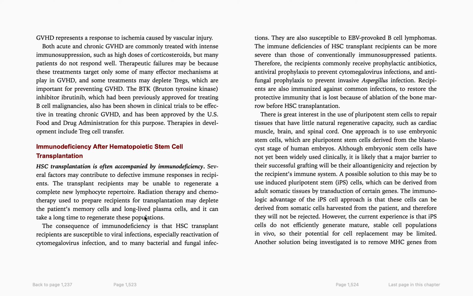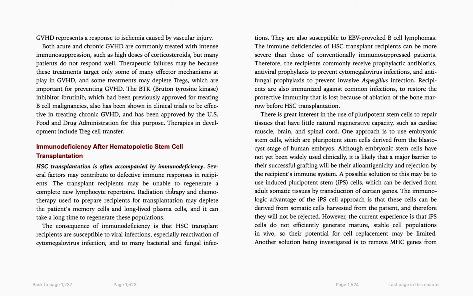Immunodeficiency after hematopoietic stem cell transplantation. Hematopoietic stem cell transplantation is often accompanied by immunodeficiency. Several factors may contribute to the defective immune response in recipients. The transplant recipients may be unable to generate a complete new lymphocyte repertoire. Radiation therapy and chemotherapy used to prepare recipients for transplantation may deplete patient memory cells and long-lived plasma cells, and it can take a long time to regenerate these populations.